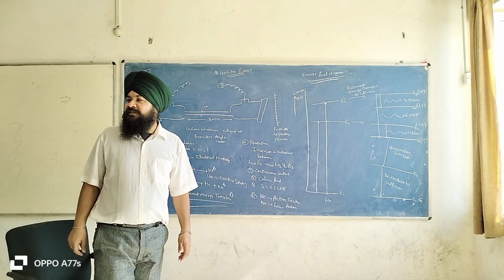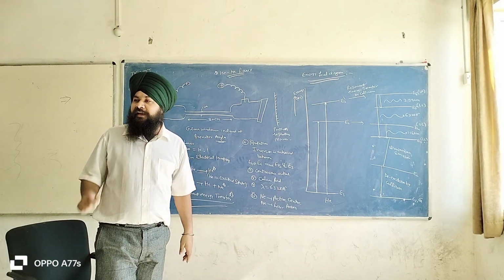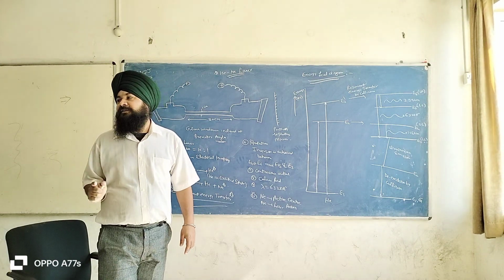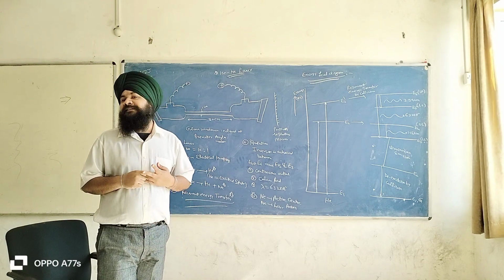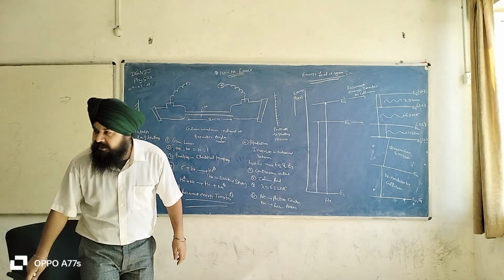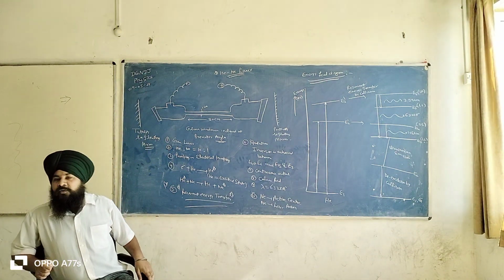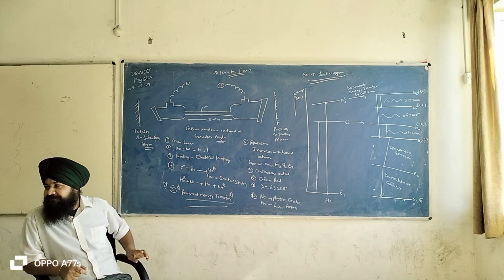Plane polarized means the light has vibrations in only one direction, a single particular direction. We have already discussed in class what we mean by polarization. Polarization means cutting the vibrations of the light and setting the vibrations only along one particular direction. That is called polarization.